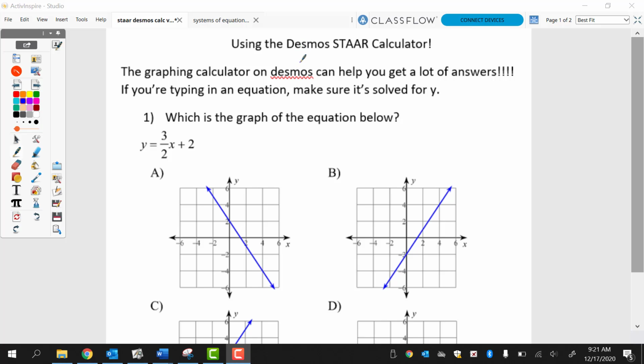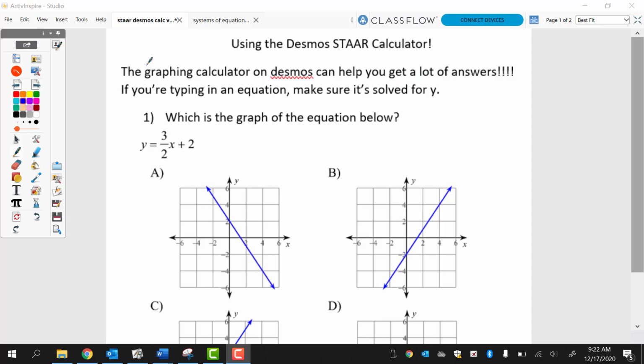So today we're going to focus on how I use the calculator to help me on the test, because we are still taking the STAAR test. It seems far away, but it's actually right around the corner and we have a lot to learn. So we're going to let Desmos do a lot of the work for us and help us get our correct answers and pass the STAAR test.